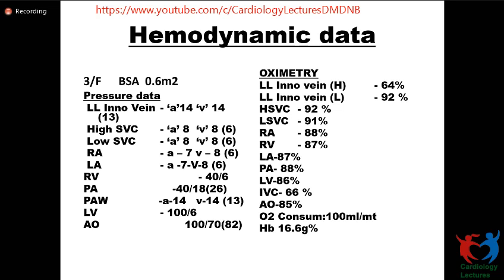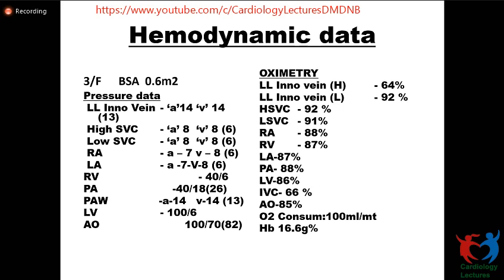No, but your LA pressure is only 6. Your LA pressure is A7, V8, and mean 6. So why do you want to diagnose mitral stenosis? Sir, between the pulmonary vein and LA, sir. You have to interpret it. Don't jump to conclusions, because there is no gradient between LA and LV in diastole. So obviously the mitral valve is normal. Yes, sir. We'll interpret it gradually.